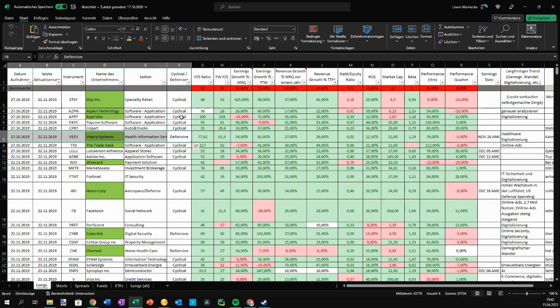And so let's start with the first fundamental criteria. That's the PE ratio. It's the short form of price earnings ratio. It's the stock price divided by its earnings, and that is the PE ratio.